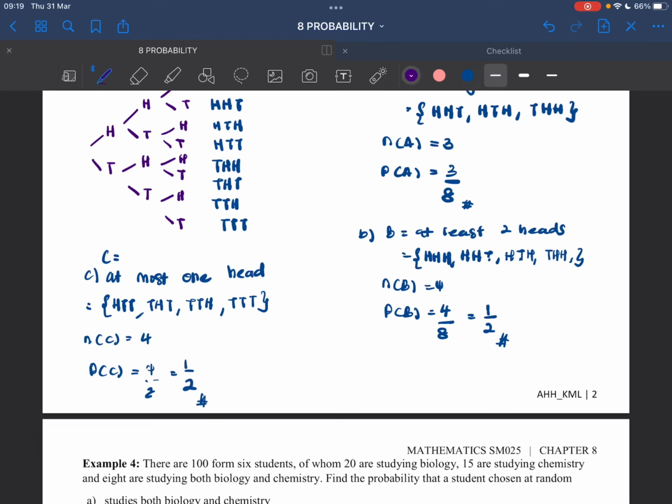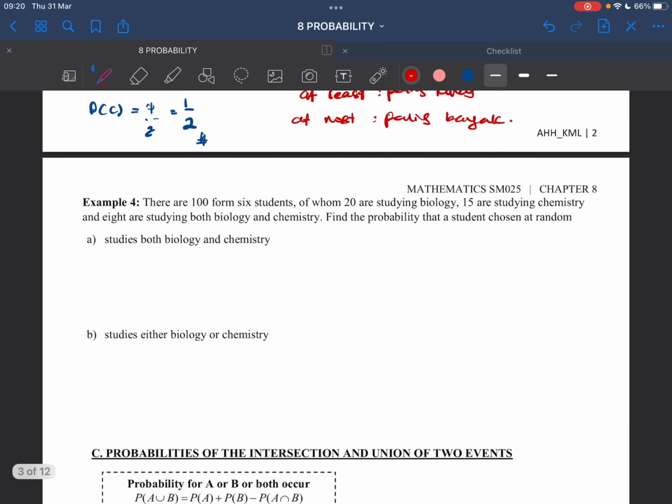So one thing to remember: at least ialah paling kurang, at most ialah paling banyak. Okay, paling banyak. Alright, so let's go to another example.